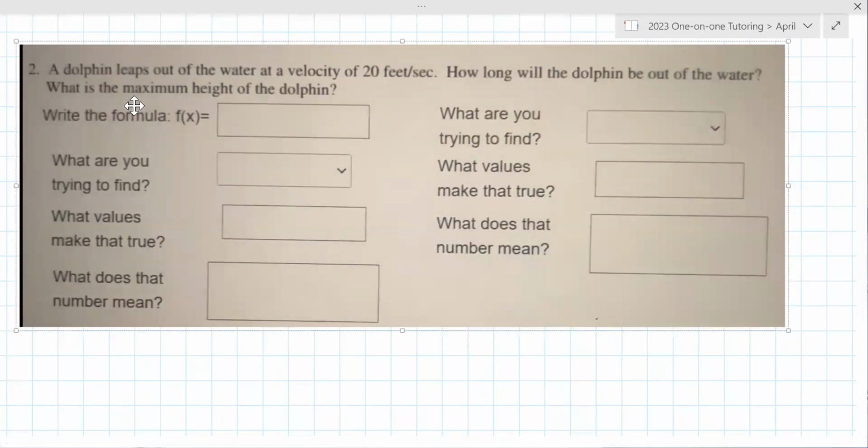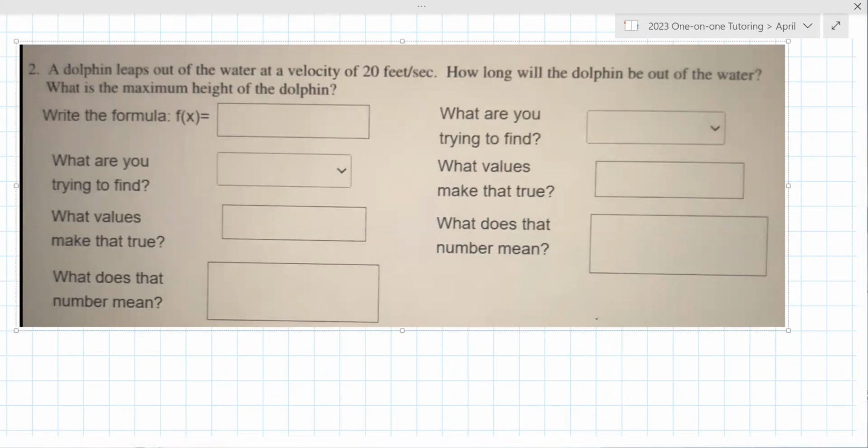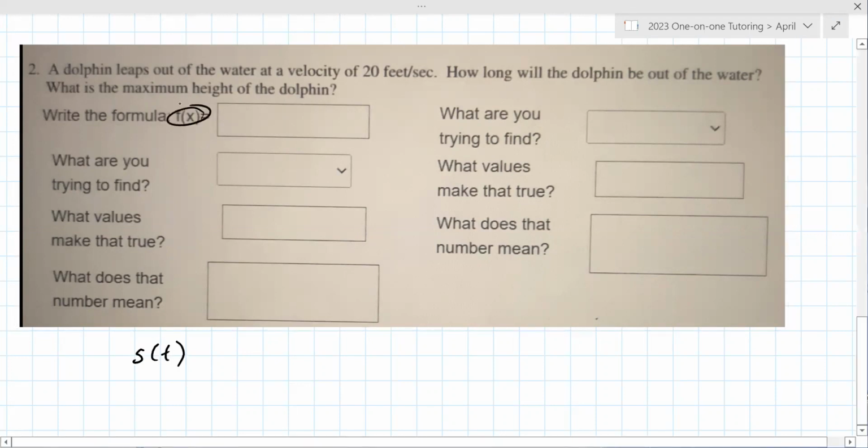All right. So it says a dolphin leaps out of the water at a velocity of 20 feet per second. So it's assumed now that we're still using the same equation as the first problem. This S of t, and again, I don't know why your teacher chose f of x because it is S of t here, minus gt squared plus vt plus h, and they're telling you that g is 16. What does the 20 represent in this equation down here?